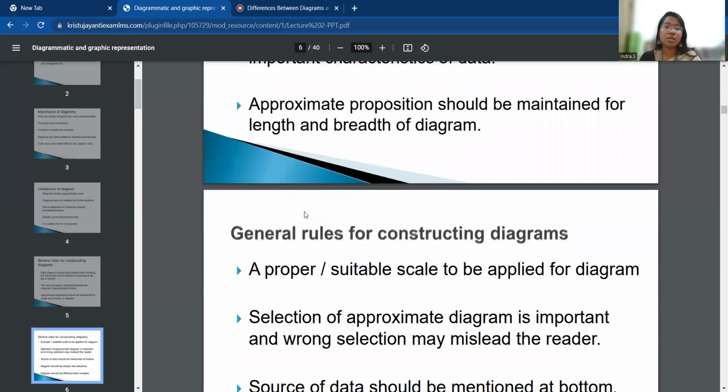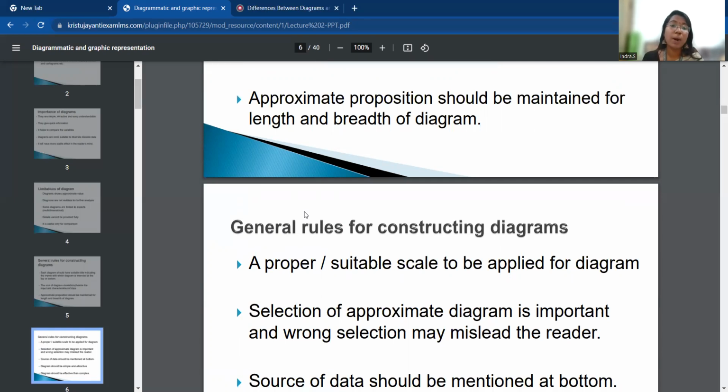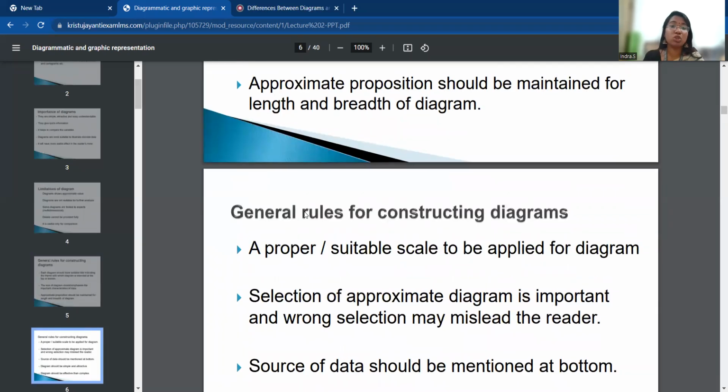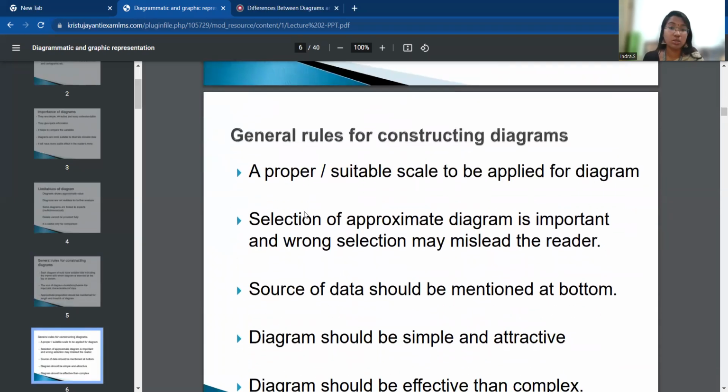The third important thing is that approximate proportion should be maintained. That means the length and the breadth of the diagram. In terms of a rectangular bar diagram, the first vertical bar could be, for example, 2 centimeters, but the second vertical bar would be 4 centimeters. So the length and the breadth of the diagram should have an approximate proportion. It should be equally distributed.